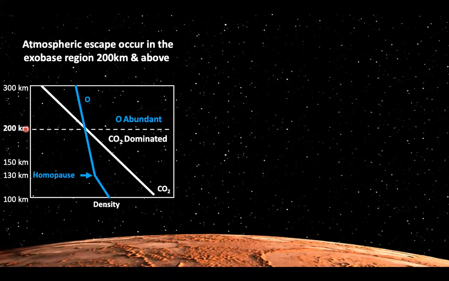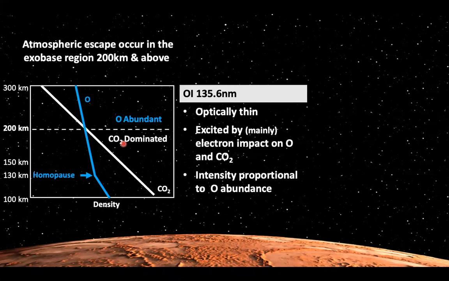If we want to study the oxygen, we can do that using several emission lines. One of them is the oxygen 135.6 nanometer emission. The reason why I chose this emission to study and not the other ones is for several reasons. One, oxygen 135.6 nanometer emission is optically thin compared to the oxygen 130.5, which is optically thick. This kind of oxygen is excited mainly by electron impact on oxygen and CO2. And if you take the intensity of it, it's very much proportional to the oxygen abundance. So the densities can be derived very easily using this kind of emission. And that's why I'm using it in this research.